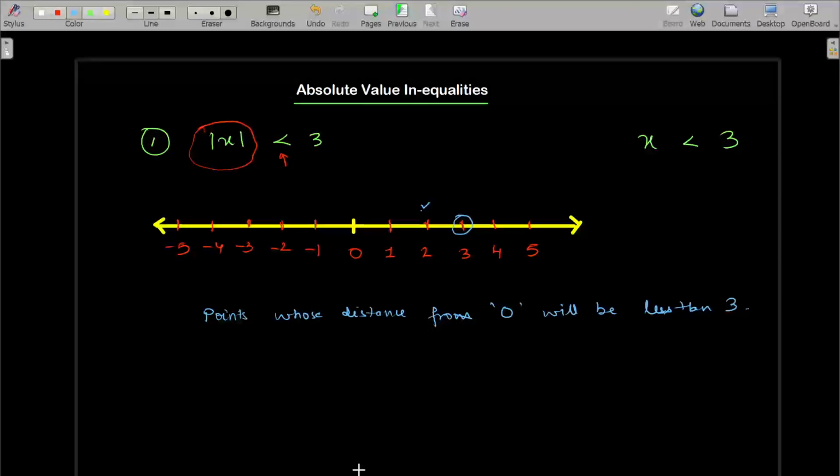If you take the distance of 4, it's 4 units away. And if you take 5, it's 5 units away from 3. From 3, no, you don't have to take the distance from 3. You have to take the distance from 0, and you have to take those points whose distance from 0 will be less than 3.